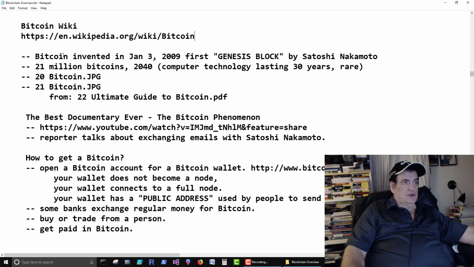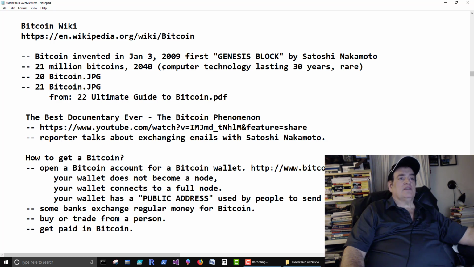Okay, so Bitcoin was invented January 3rd, 2009. Satoshi mined the first block. That first block, they call it the Genesis block. Satoshi has it set up where they can only create 21 million Bitcoins. And they expect that to happen in 2040.